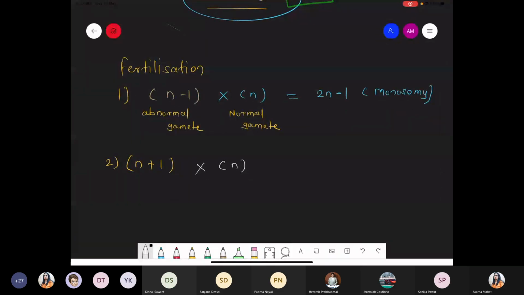What we understand is that we are taking two gametes. One is an abnormal gamete, the other is a normal gamete. The abnormal gamete is n minus 1. N minus 1 fuses with the normal gamete and produces monosomy, that is 2n minus 1. Similarly, you take the other abnormal gamete, n plus 1. It crosses with the normal gamete. In this condition, the organism produced is 2n plus 1. Simply you can say that is trisomy.